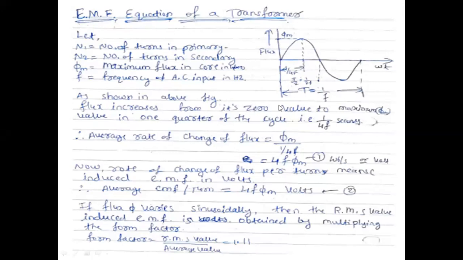So 1000 divided by 100 gives 10. 10 is the average. Like that we can calculate the total maximum value and divide it by the time taken. So like that we are considering the average rate of change of flux equal to 5m divided by 1 by 4f. 5m divided by 1 by 4f. So 1 by 4f we can send to the numerator.